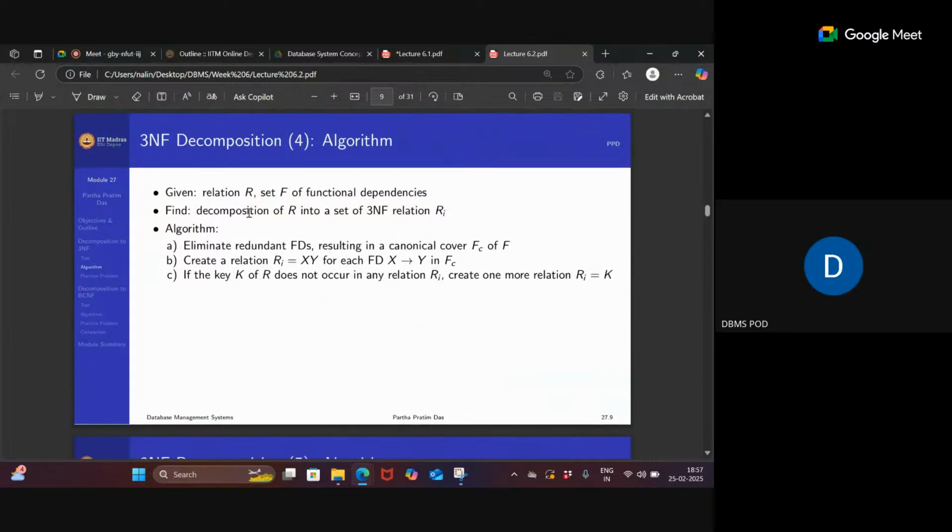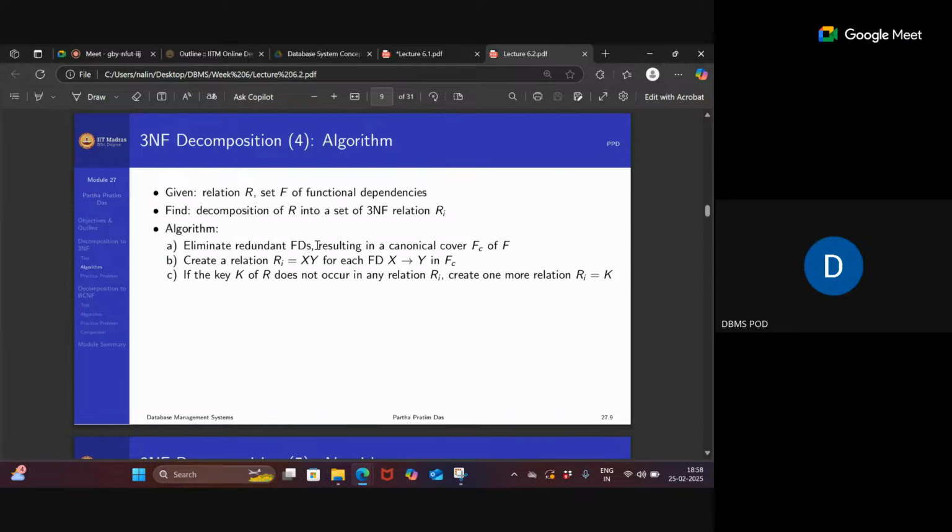If we have a relation which is not in 3NF, and we wanted to decompose the relation into different tables which are in 3NF, how to do that? This is the algorithm that defines that: given a relation R with a set F of functional dependencies, find the decomposition of R into a set of 3NF relations Ri. So we can decompose that relation R into multiple relations which are in 3NF. What is the algorithm?